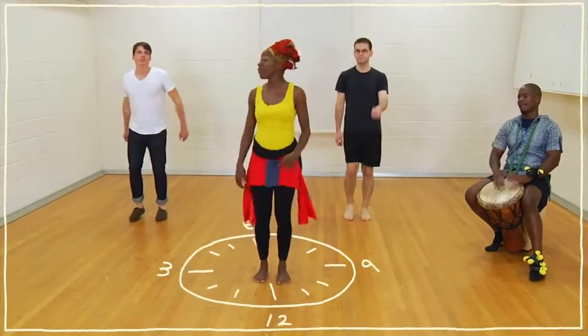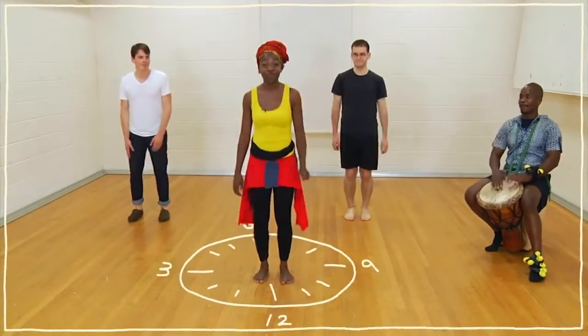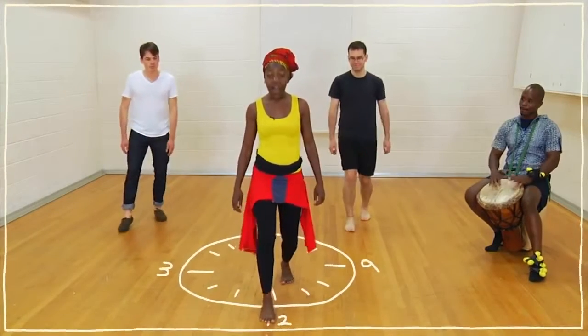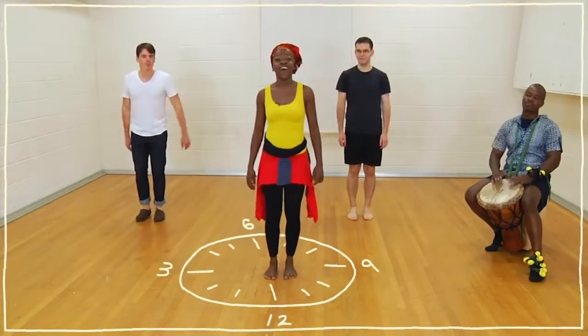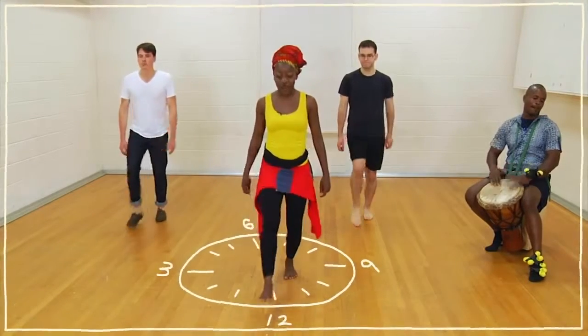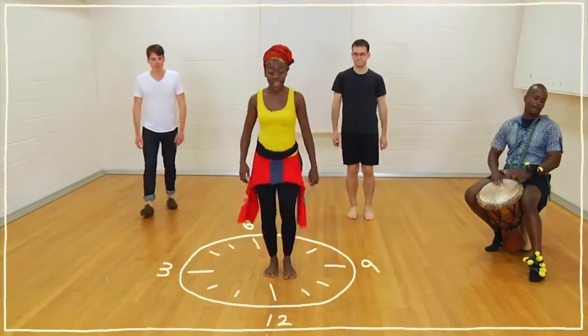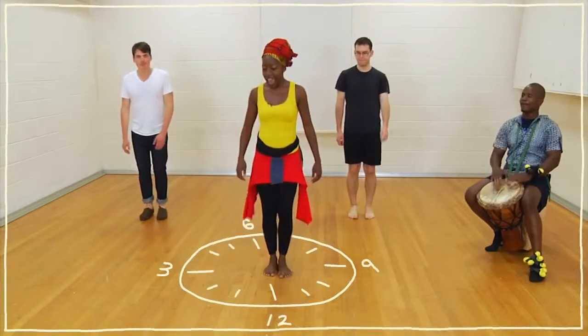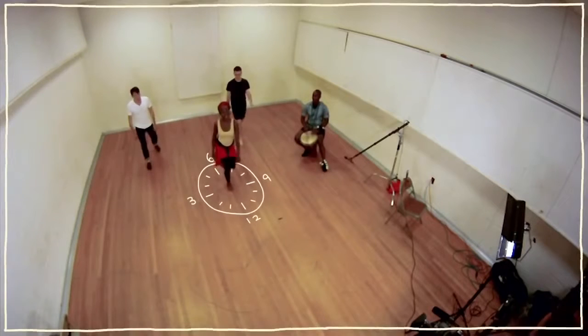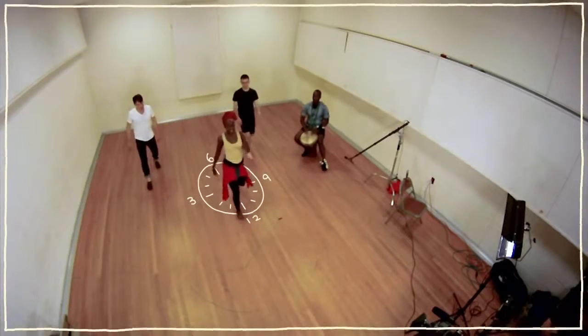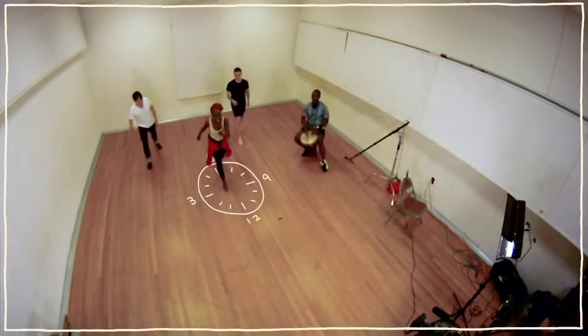Okay, now we're gonna get more complex. Here we go. We're gonna go right to 12. We're gonna go left to 6, right? 5, 6, 7, and right to 12. And left to 6. And right to 12. Step and left to 6. Step and right to 12. Step and left to 6.